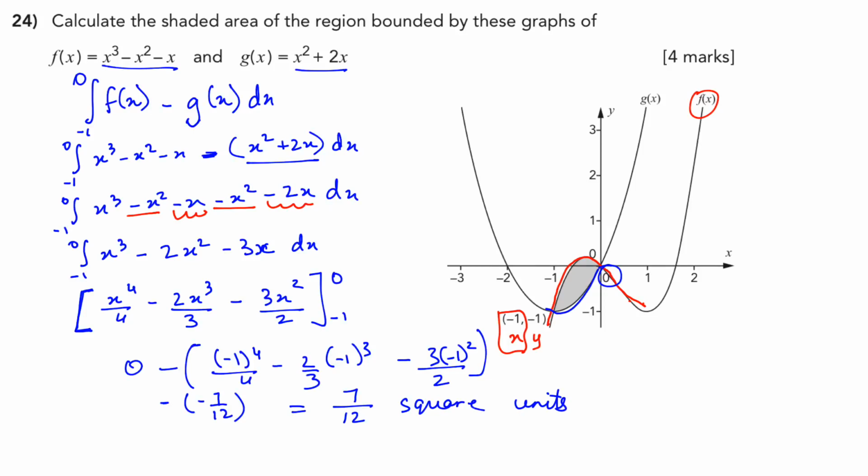I want to show you the mark distribution for this question. The first f of x minus g of x is half. And then this here, just substituting, is a 1 mark. When you integrate and simplify, you will get 1 mark. And then when you substitute your values, you get 1 mark. And the last final answer is half.